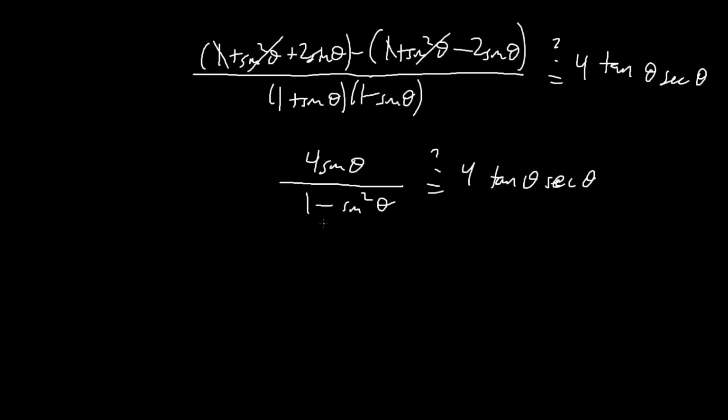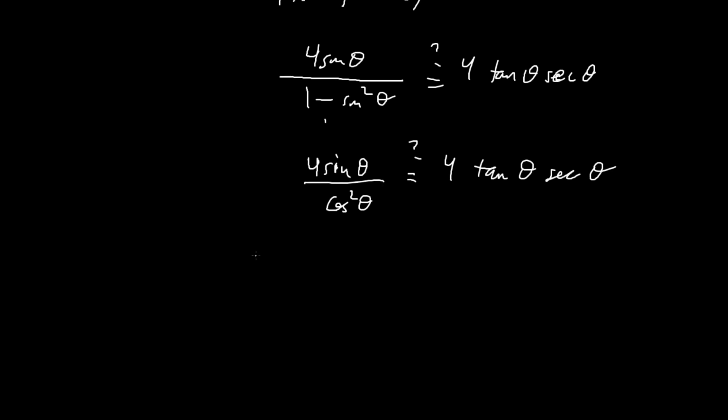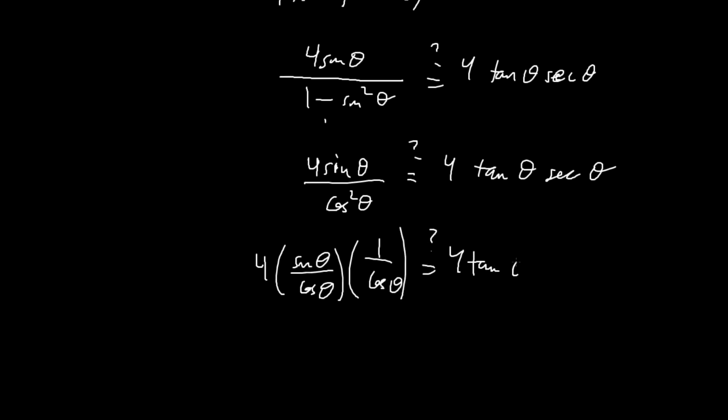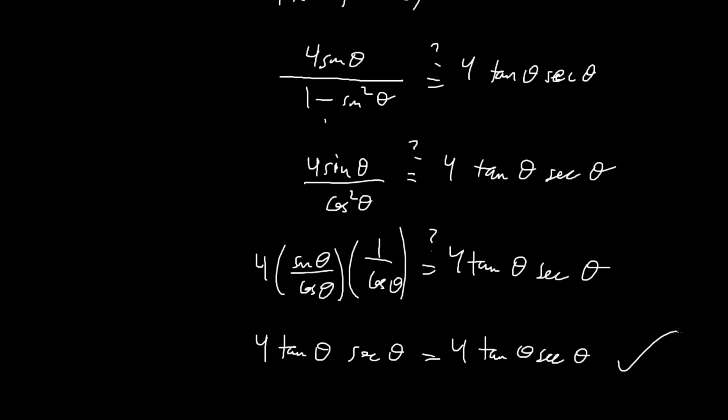And let's see, so on the bottom here, that's going to be 1 minus sine squared theta. That's just cos squared theta. So 4 sine theta on top over cos squared theta on the bottom. And I can write the left side as 4 sine theta over cos theta times 1 over cos theta, and this is going to be 4 tan theta secant theta. This is indeed equal to 4 tangent theta secant theta, and the trig identity is proven.